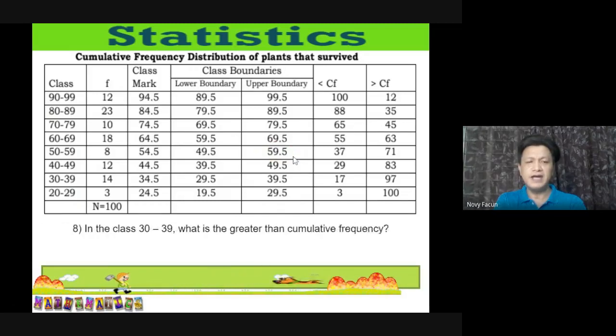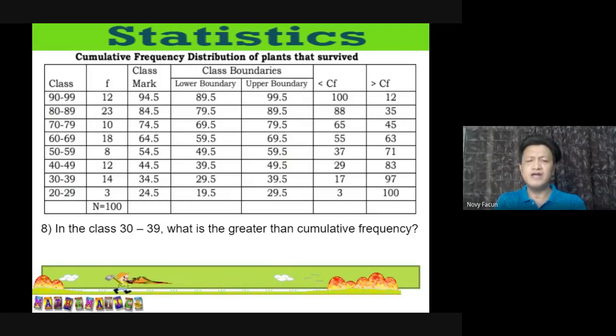And for number 8, in the class 30 to 39, what is the greatest or greater than cumulative frequency? Kung mapapansin natin, ano yung greater than cumulative? Ito yung 30 to 39. Ibig sabihin yan, greater than, ito yan, di ba? Kung ito yung greater than, take note of the symbol, that is 97. Kaya answer natin is 97.